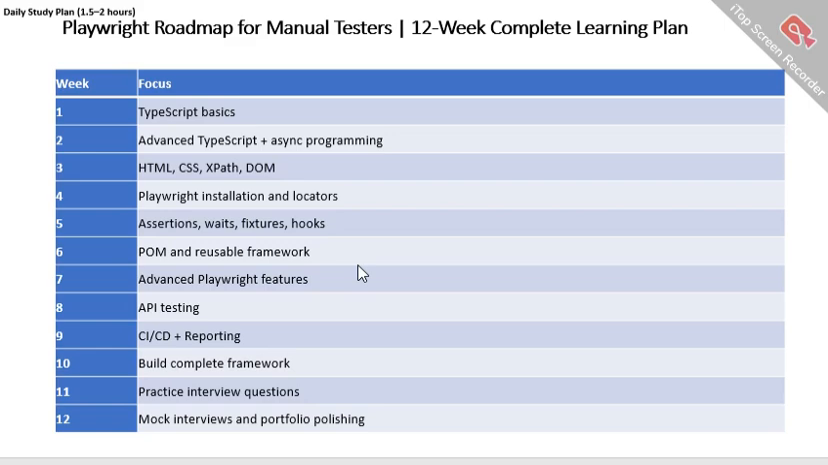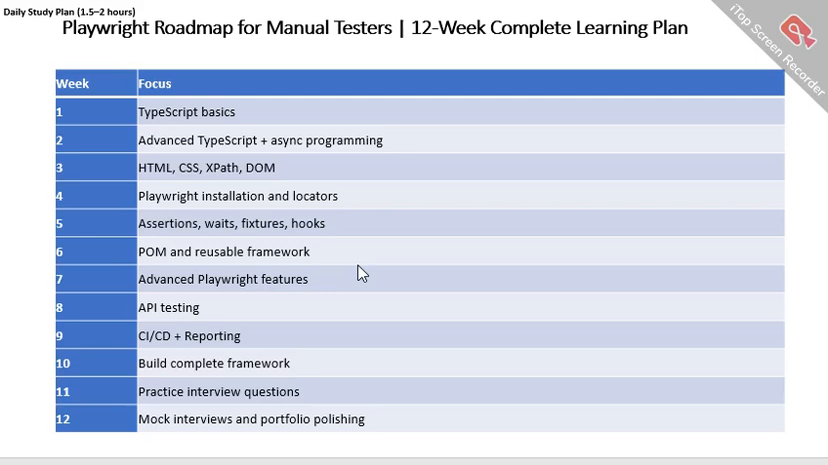In week 6 we'll build our first Page Object Model, that is POM. Instead of putting everything into one file, we'll organize our code into reusable pages or classes. Then in week 7, once you are comfortable with the basics, we'll explore advanced Playwright features, which include handling file uploads and downloads, multiple browser tabs, frames, screenshots, videos, and the Playwright Trace Viewer.